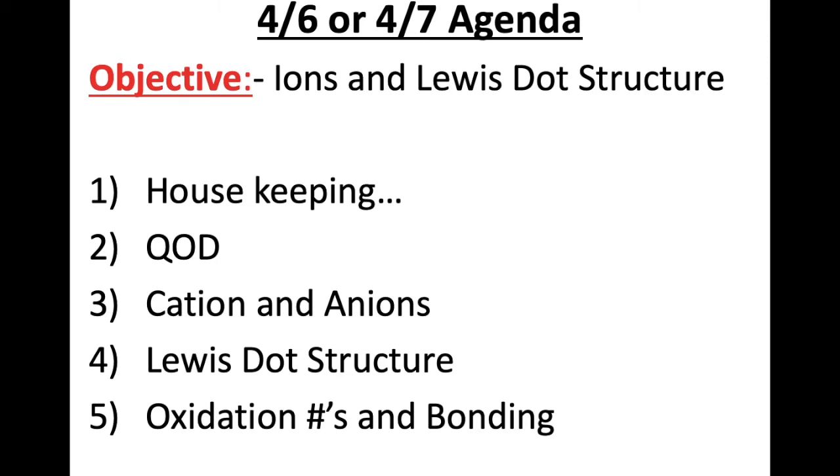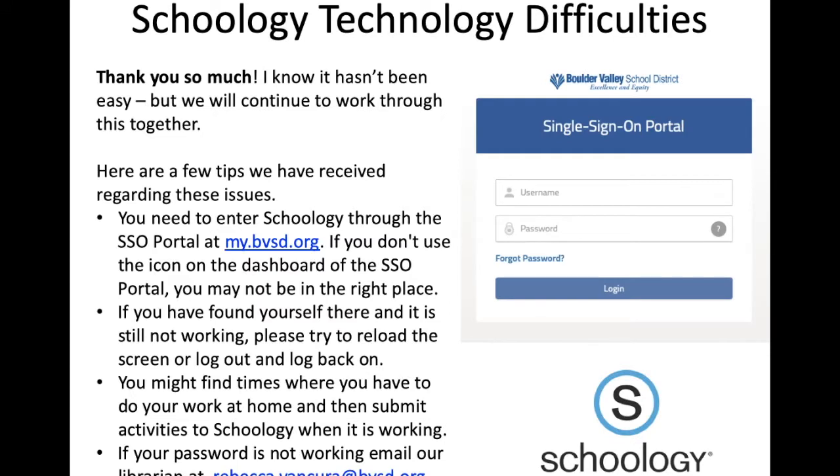This is Miss Ducey with your physical science class, and for today, our objectives are that we're going to do some housekeeping. I have a question of the day for you, and mainly today we're learning about cations, anions, Lewis dot structures, and going over more things about oxidation numbers and bonding. So to start off, I have a little housekeeping for you.